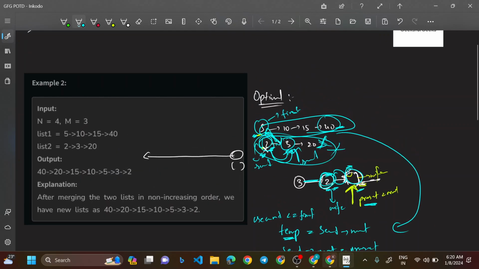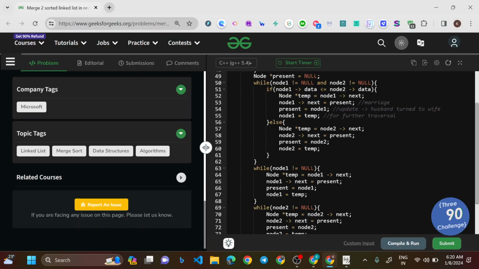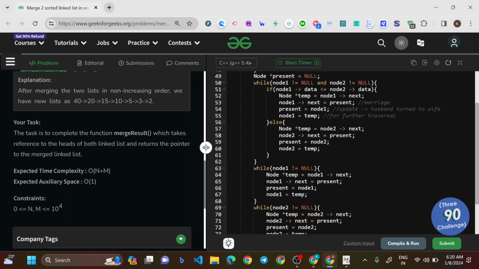So that's it guys for today's video. You can also see the time complexity is O of n plus m, and the auxiliary space is O of n. And for your reference, codes in C++, Java, Python are there in the description.